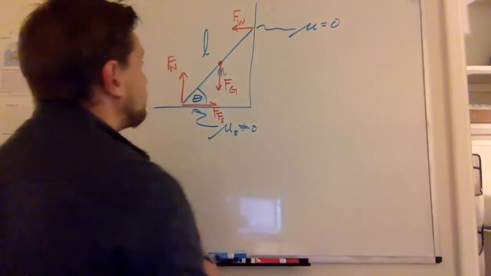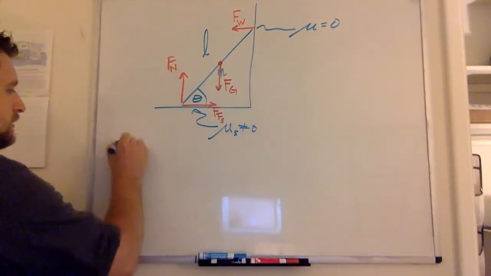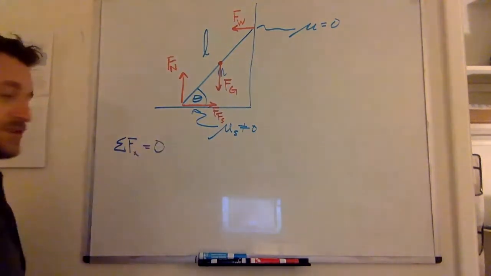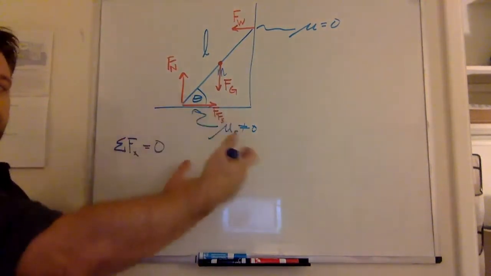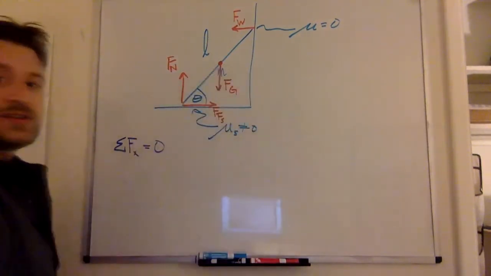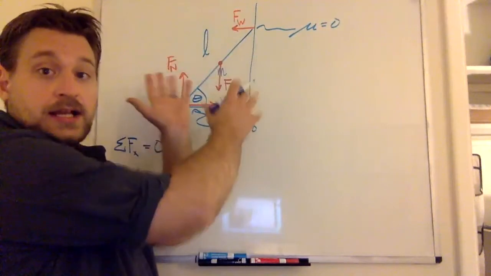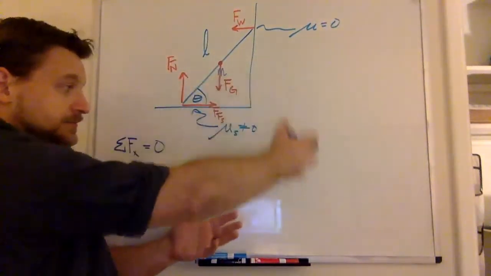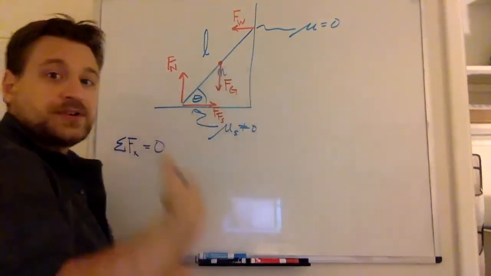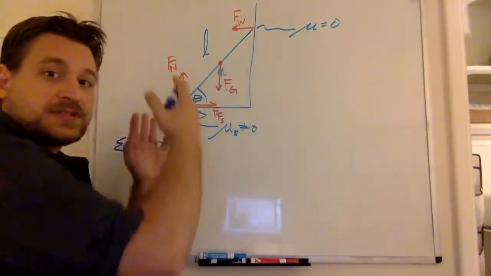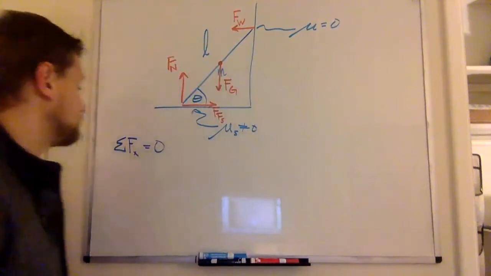So we write the sum of the forces in the x direction. Every equilibrium problem is going to go the same way. We start with the sum of the forces in the x, the sum of the forces in the y, and the sum of the torques. Almost always, we're talking about a two-dimensional thing, so it's x, y, sum of the torques, every time we're talking about an equilibrium problem.